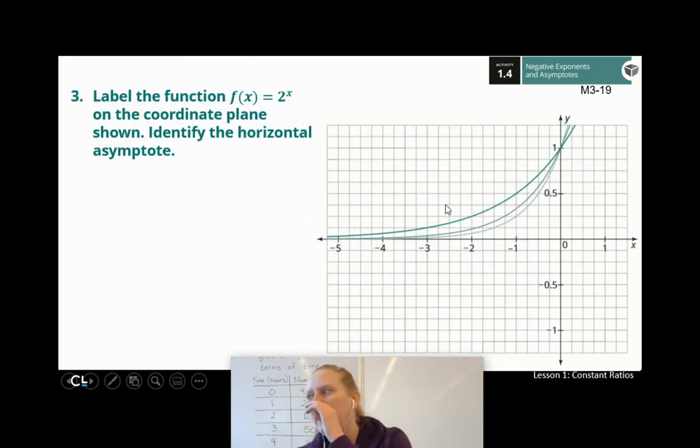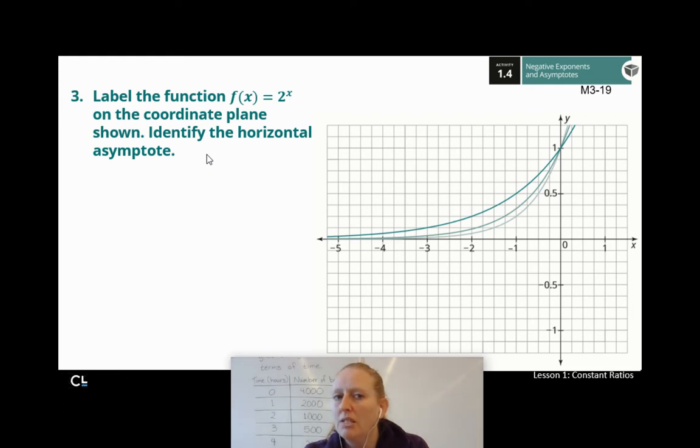So with that in mind, I actually have 3 functions here. Which one of these is 2 to the x power? See if you can figure out what 2 to the x power is, and then we're going to identify that horizontal asymptote. So go ahead and hit pause, figure out which function it is, and then hit play when you're ready to keep the party going.